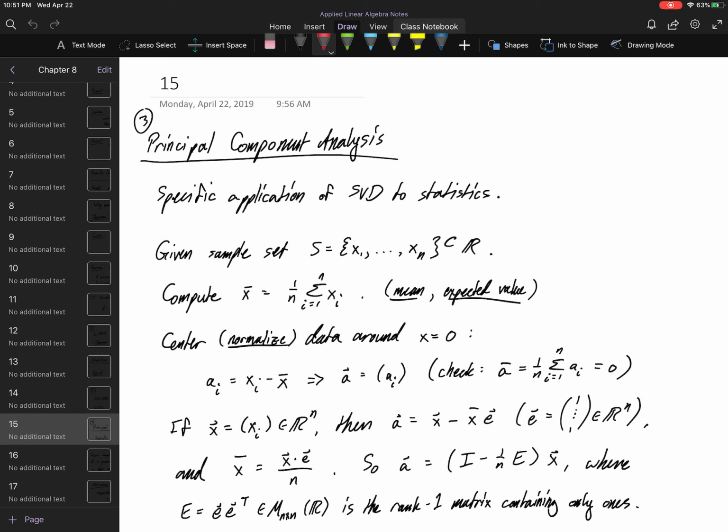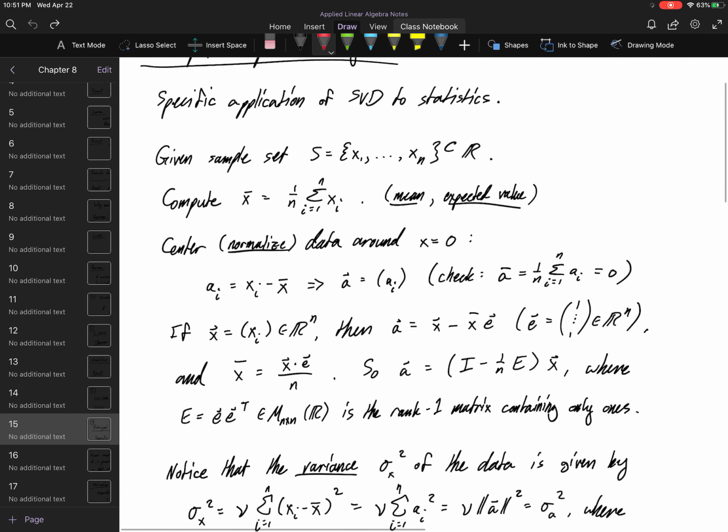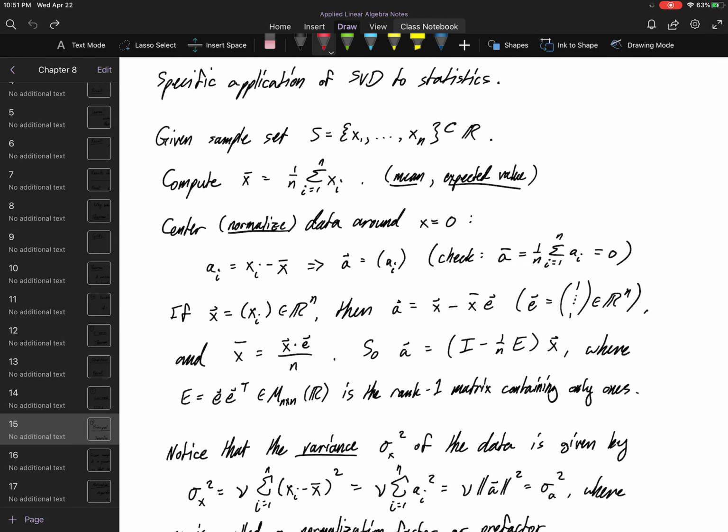So let's begin as we would with just about any statistical analysis. We are given some sample set of data. We have some study wherein we collect numbers, and this is just going to be some subset of the reals, so they're real data entries. This is a continuous random variable that we're sampling from. And we're going to compute the mean of this data set, which is nothing more than the expected value: the sum of all the data divided by how much data we have.